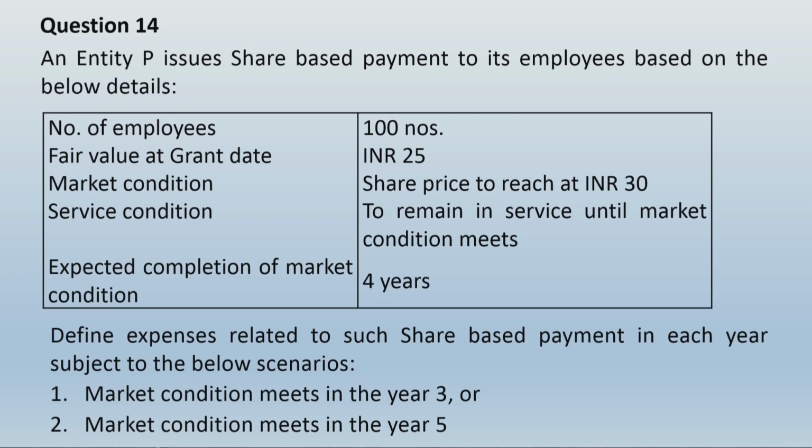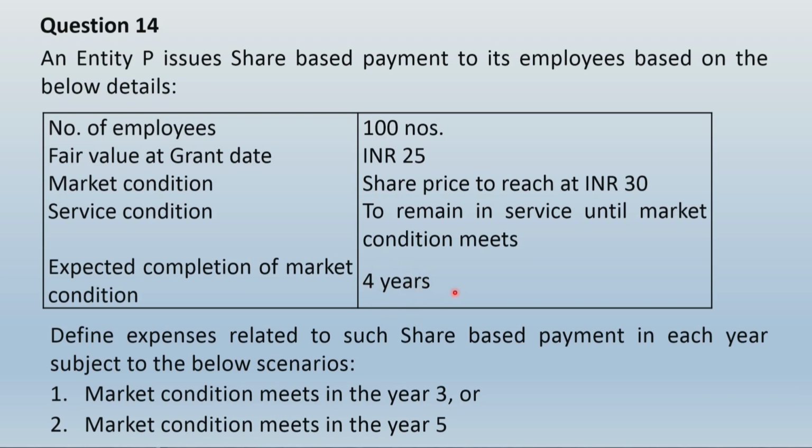So friends, see what you have to do over here. Let us first analyze this whole situation. There are 100 employees in the company. How many shares will be given to each employee has not been given in the question. So by default we will consider 1 share for each employee. We don't have any other information available. So 1 share for each employee, and the value of each share at the grant date was INR 25, and the expected vesting period is 4 years.